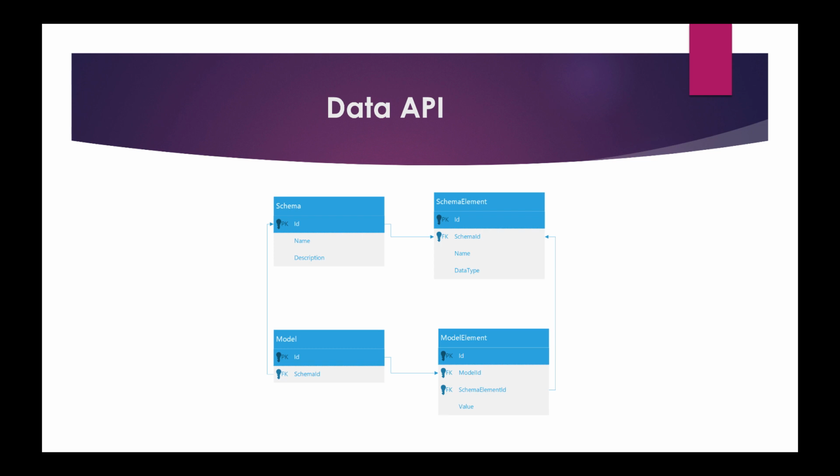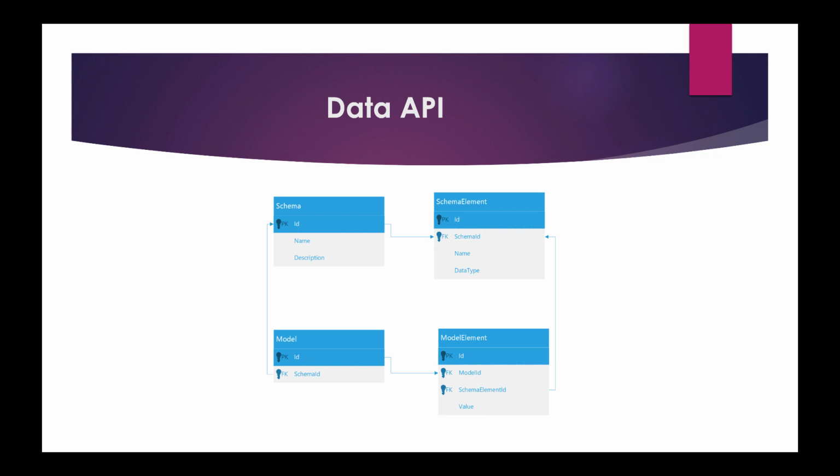Thus, in a traditional development sense, our data structure might look something like this. We'll have our schema template that will have a name and description, and that'll have a collection of schema elements that will be our table fields. Then linked to that we'll have our model, which will just be a holder for each record, and that record will have a number of fields that will be linked back to the schema and then store the actual value.